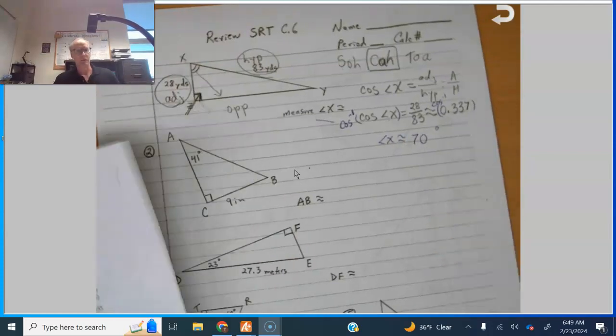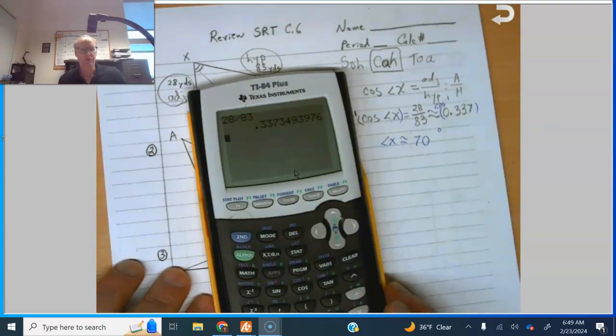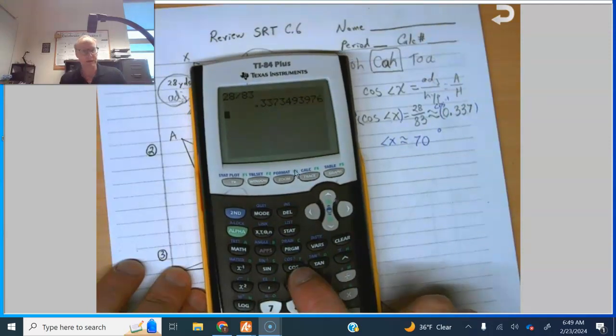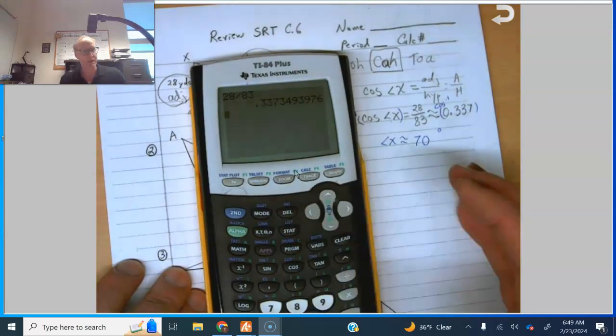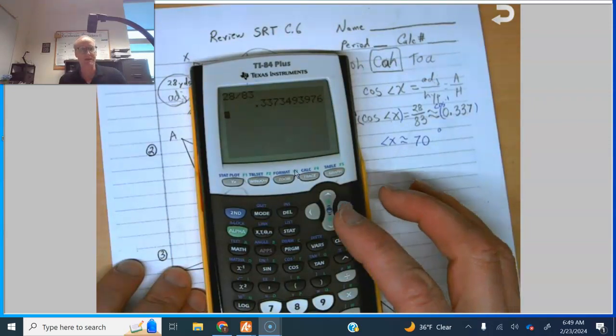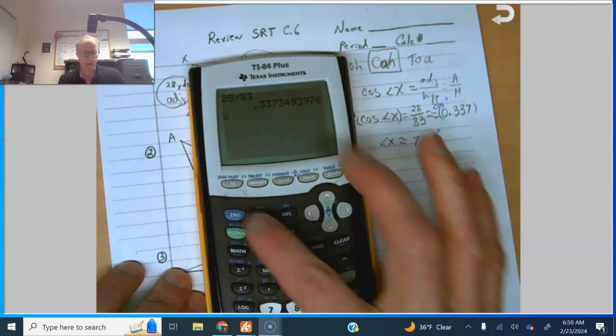Now, I want to get it a little more accurate. And the way to do that is with a calculator. So I'm going to grab my calculator, and I'm going to do inverse cosine. Now, cosine will tell me the decimal that goes with the angle. But I want the angle that goes with the decimal. So I'm going to do the inverse operation. That has a little -1 above it.